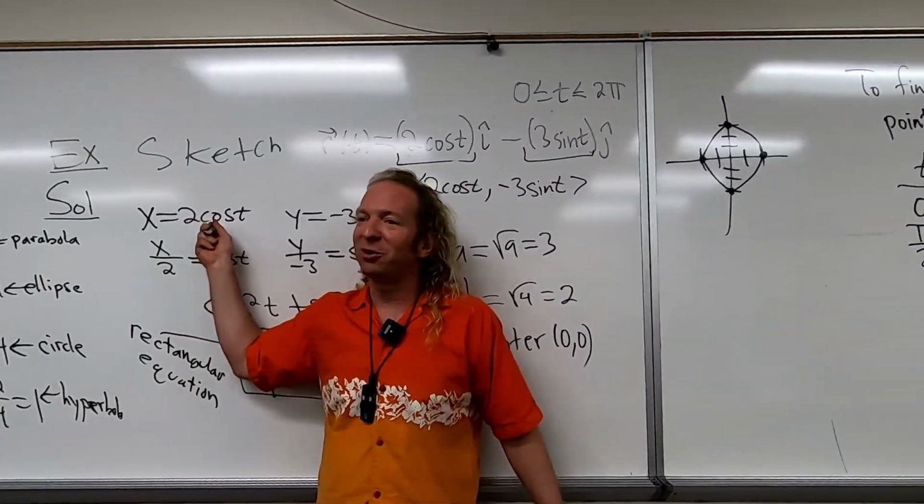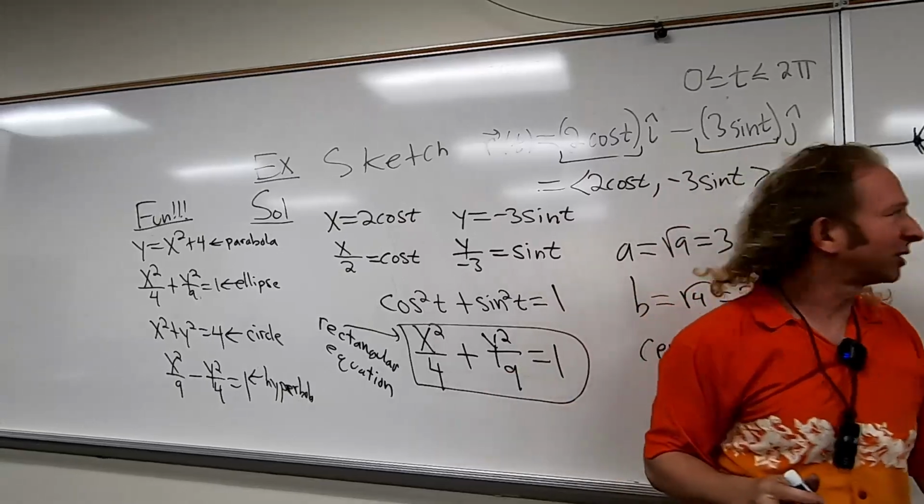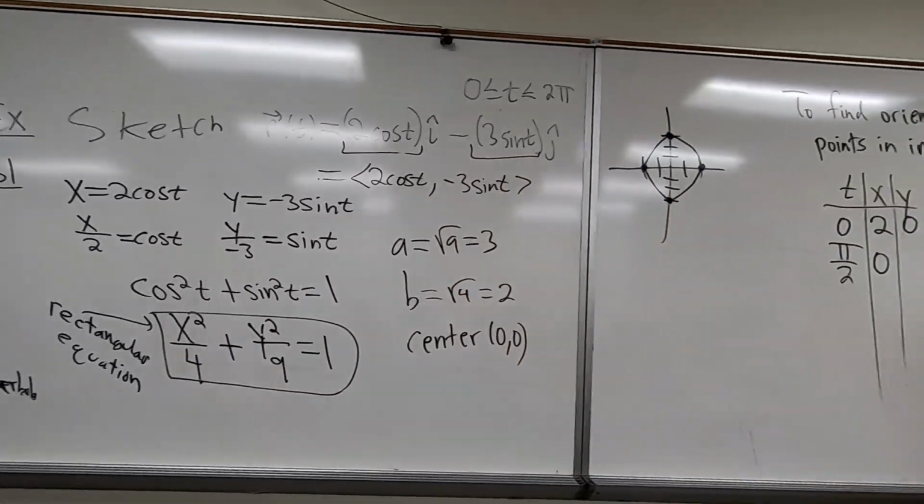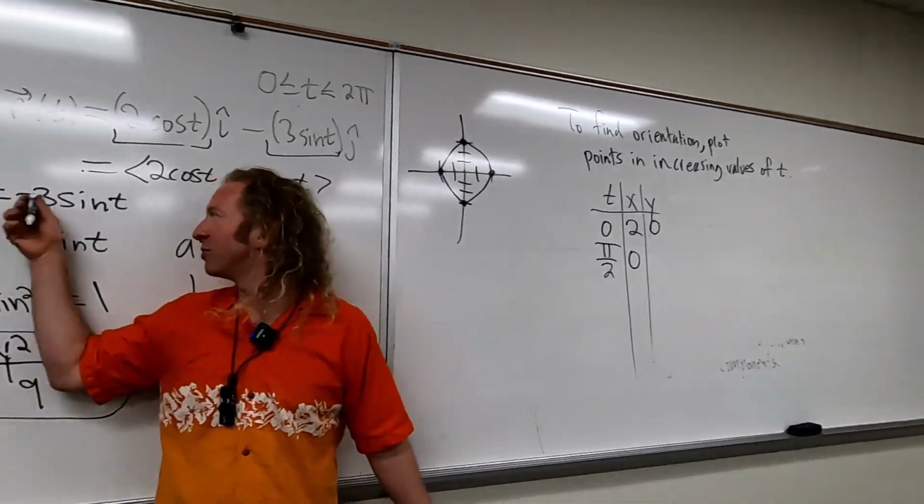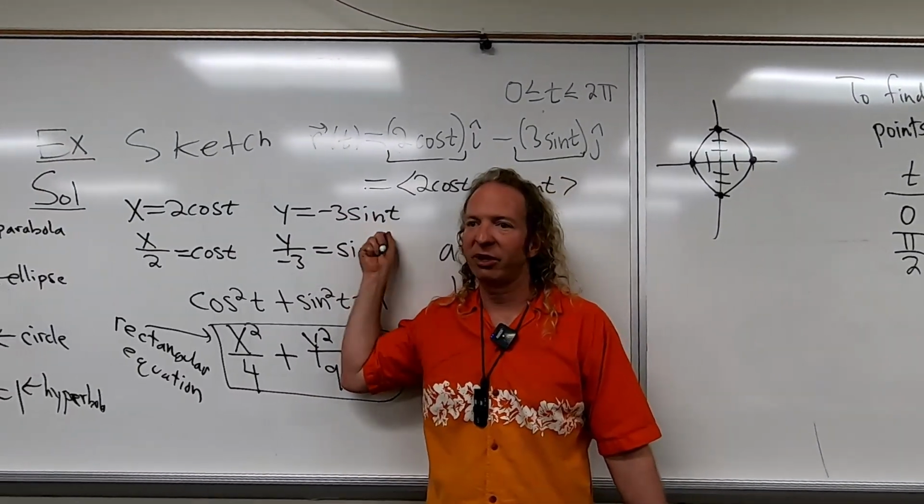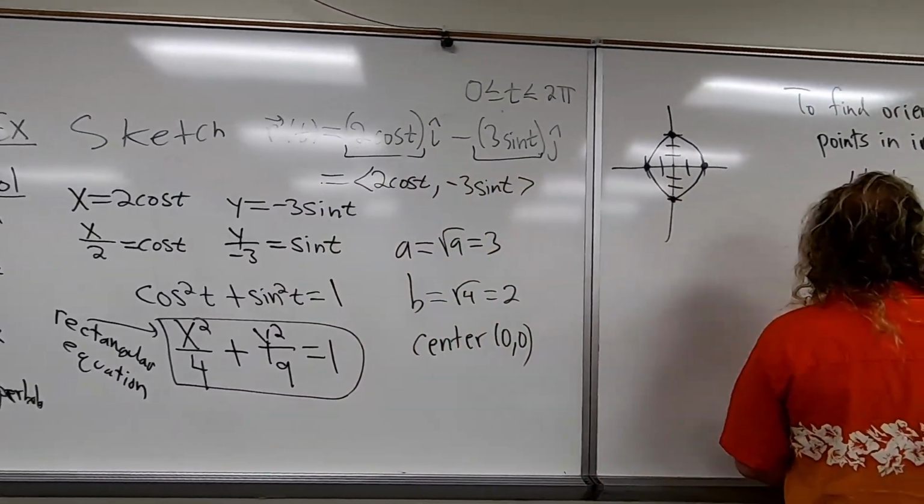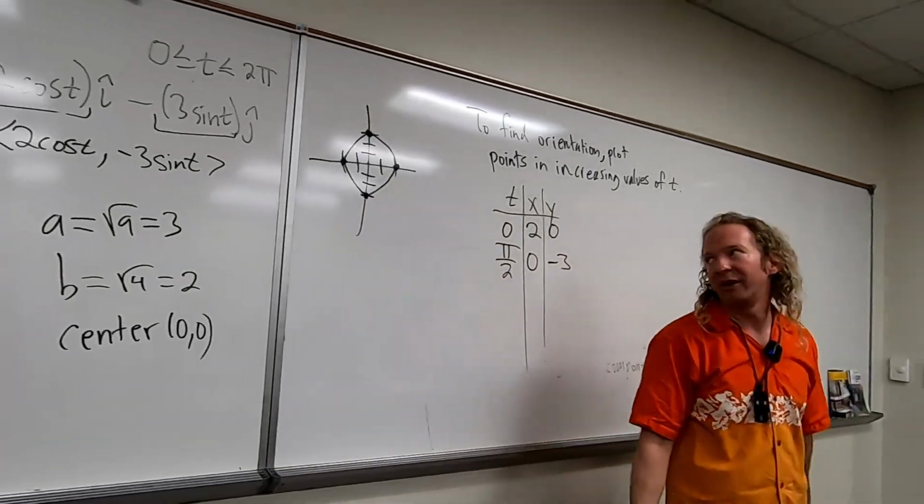Cosine of pi over 2 is 0, right? 0. So it's going to be 0. Sine of pi over 2 was 1. So this is going to be negative 3. Negative 3. Going slow. We got time. We're going to do a lot of examples today.